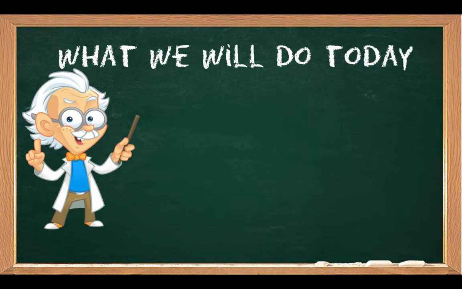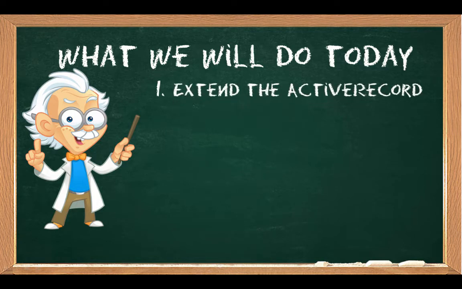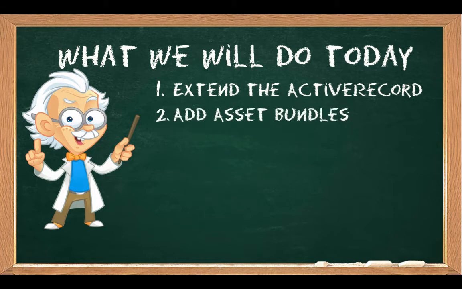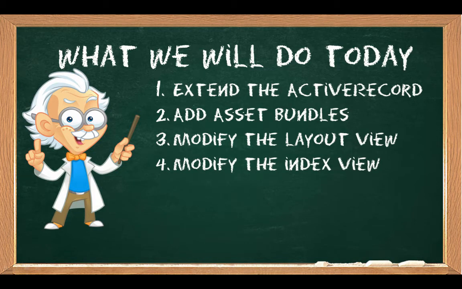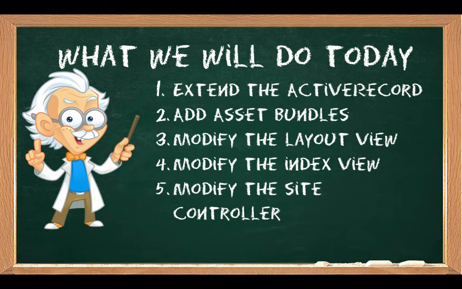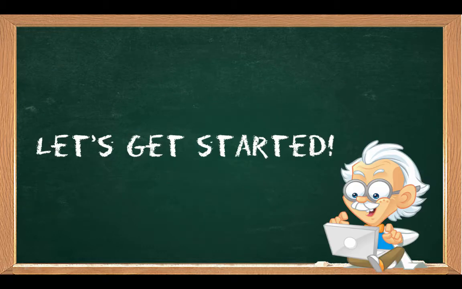What we're going to do today is extend our active record with a new model that can be used by all the other models. We're going to add our asset bundles, which we've done before, but we're going to do it to the back end. And then we're going to modify the layout view so that we start building our menu system. And we're going to modify the index view so that we get some useful information on our page. And then we'll modify the site controller to query the database to pass that information to our index page. Well, that's a lot to do, so let's get started.